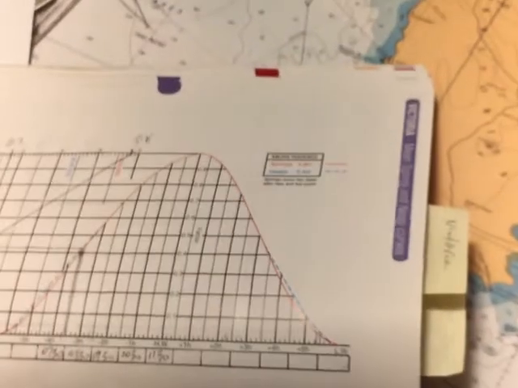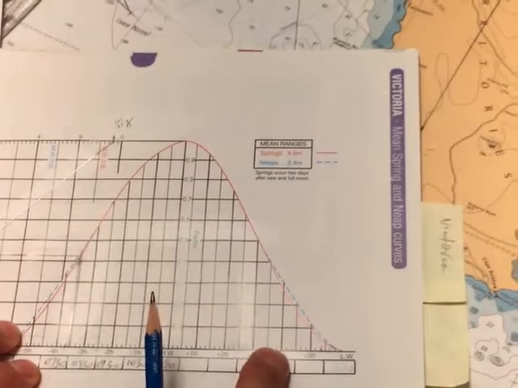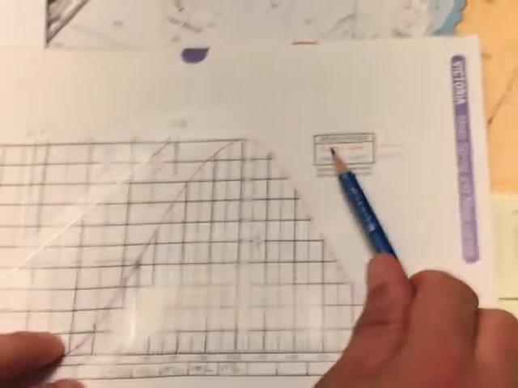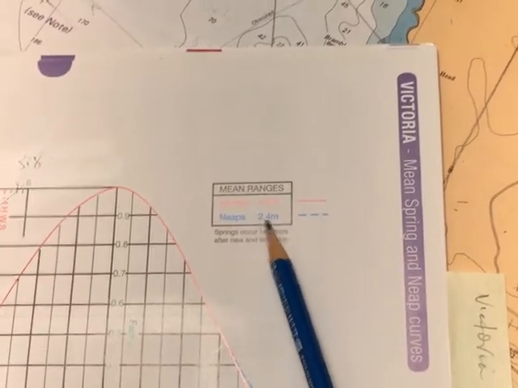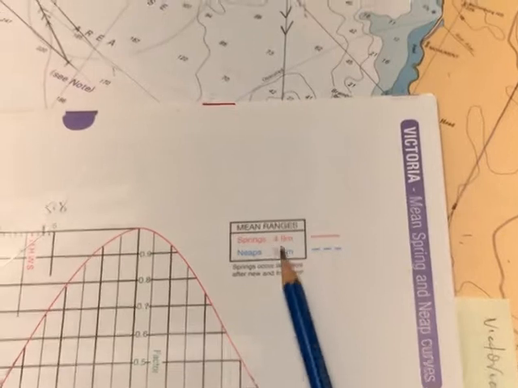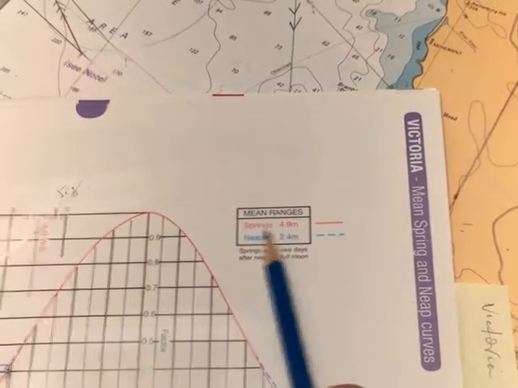We go back to the chart. We go to our tidal graph here. And we can see that our tidal range of 4.9 coincides directly actually to springs.